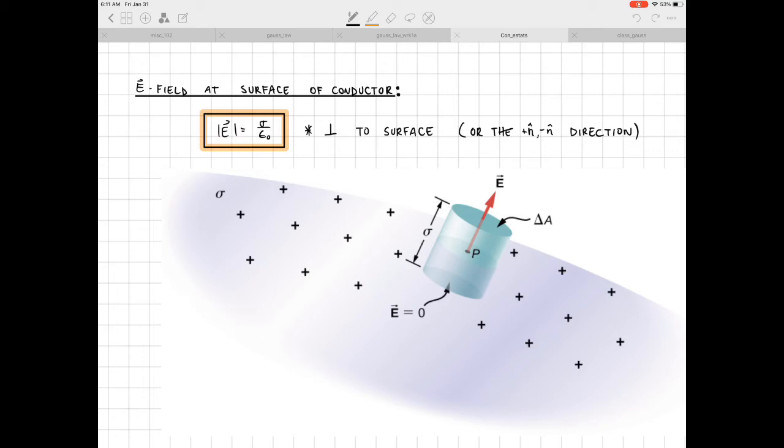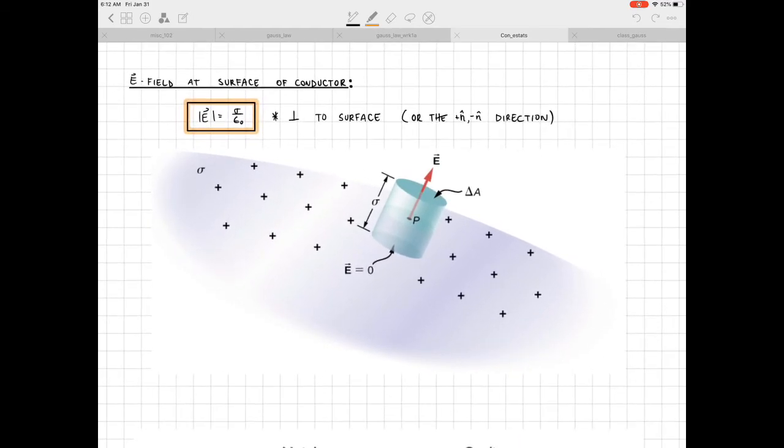Okay, the last thing we want to talk about, the electric field at the surface of a conductor. So I've got the magnitude of the electric field expression. I've got that highlighted already. The electric field at the surface of a conductor is proportional to the surface charge density, sigma, divided by epsilon naught. So if the surface isn't charged, then there's no electric field at the surface. The electric field is also perpendicular to the surface. So that means in the positive or negative n hat direction, depending on whether the field is coming out or going into the surface.